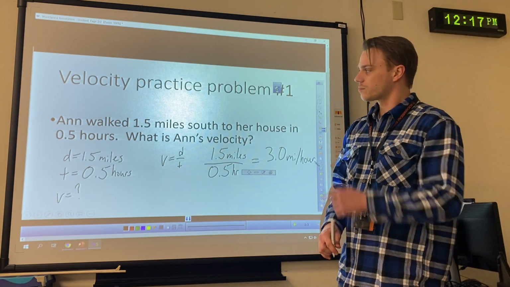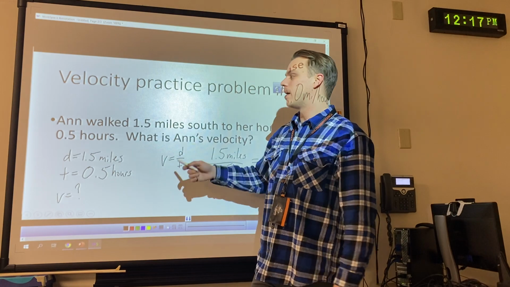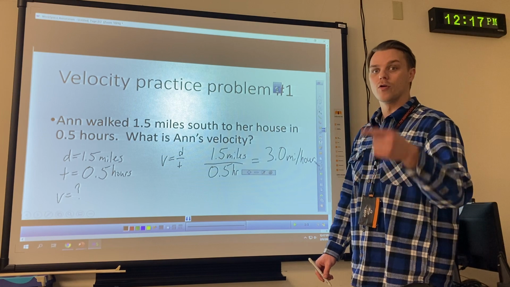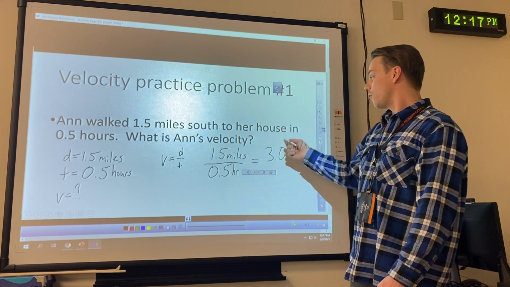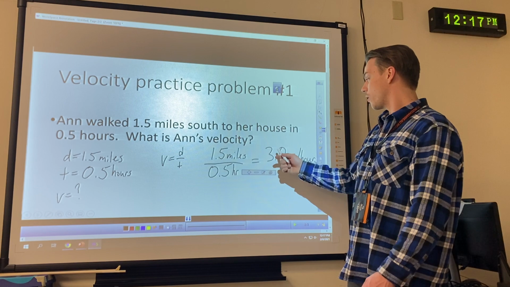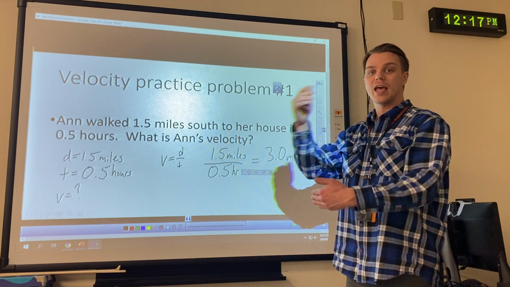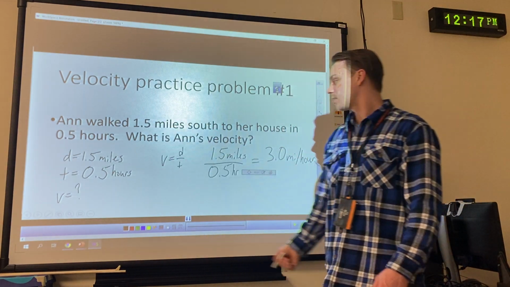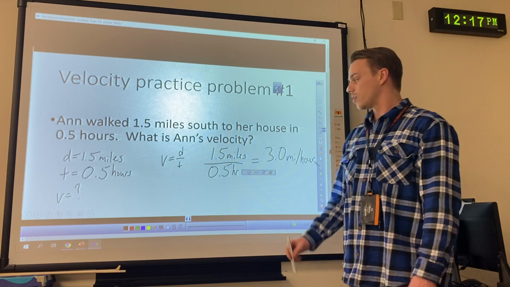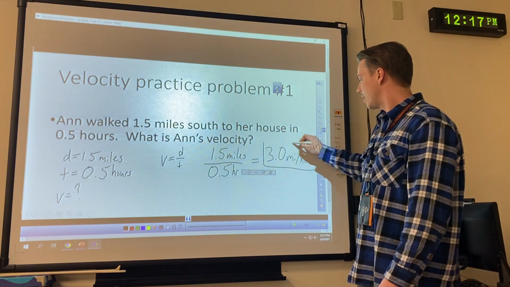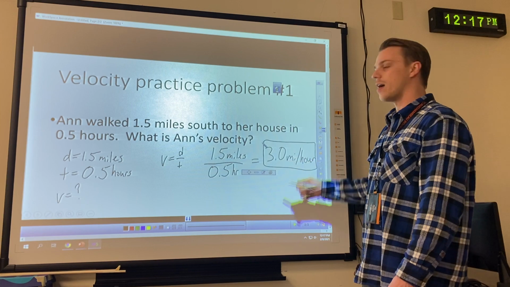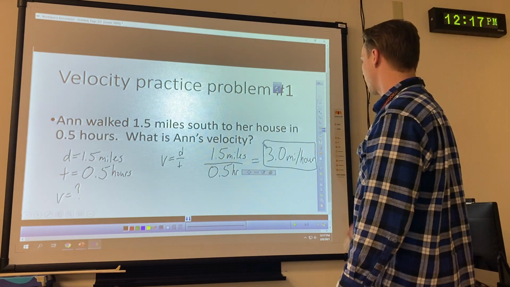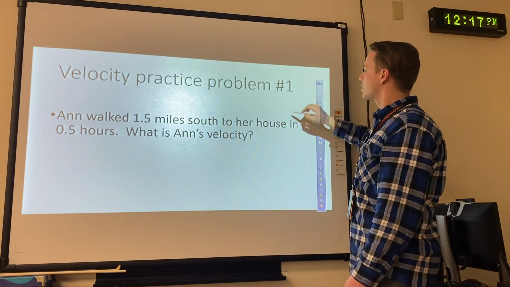So what does that mean? If Anne walks 1.5 miles in half an hour, that means that if we go for another half an hour or 1 full hour, she'll have walked 3 miles. So if she's walking 3 miles per hour, that means if she does half of that amount of time of walking, she'll go half that distance. And 1.5 miles is half the distance of 3 miles. So that's the way that I like to think of velocity. This is 3 miles for every hour that goes by. So in this case, if we do half an hour, we're going to do half the distance. Okay? So hopefully that makes some sense.